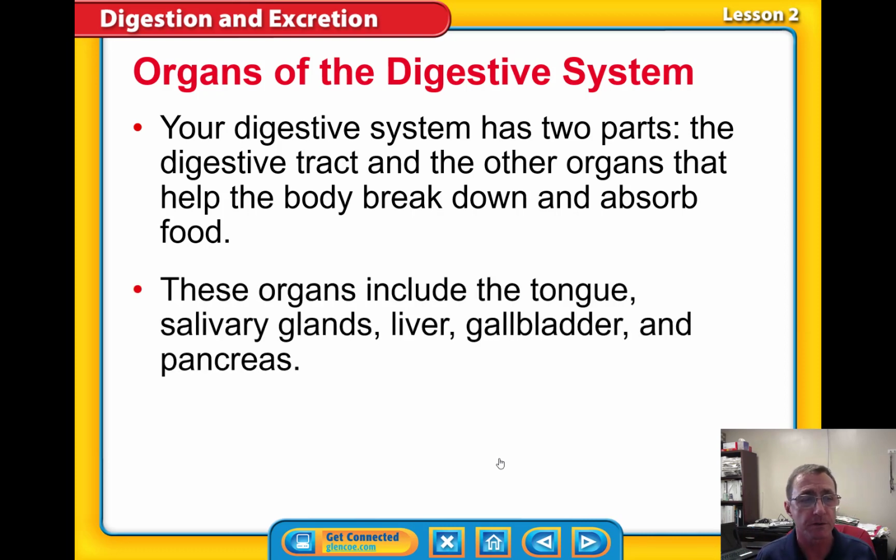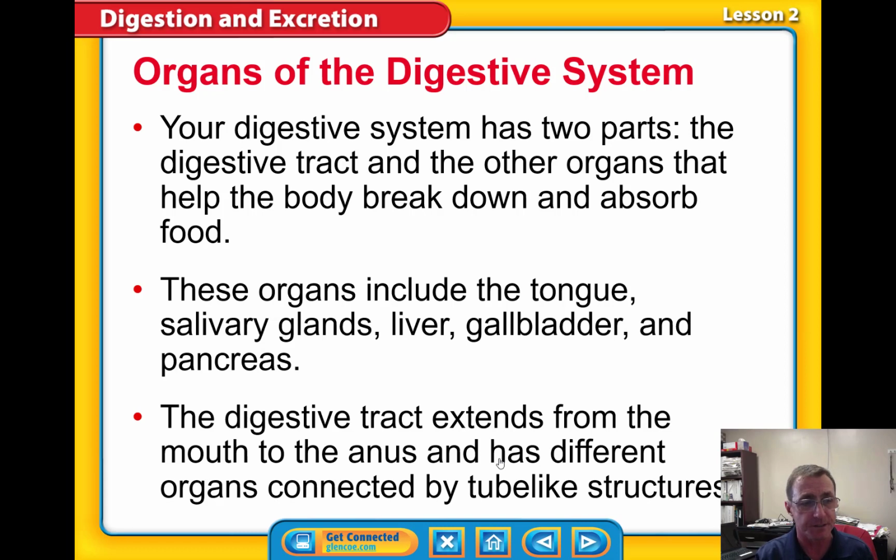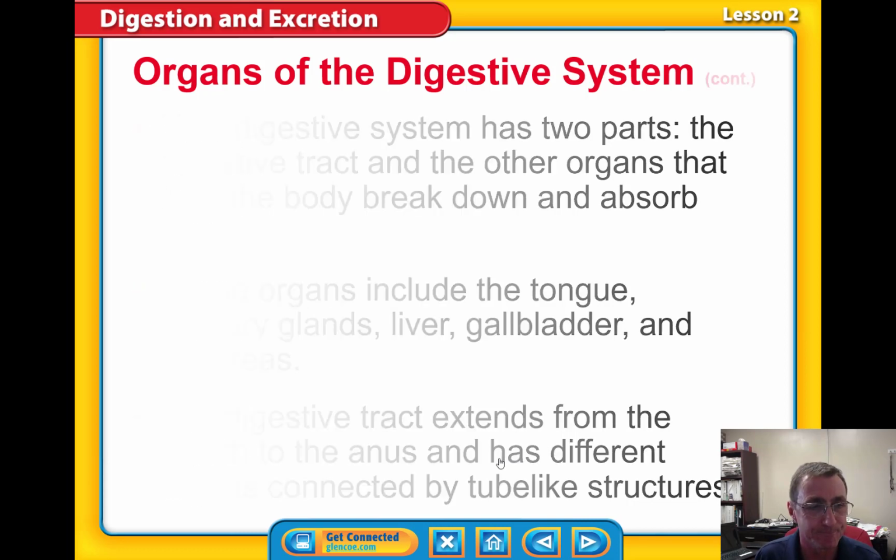These other organs, not the digestive tract, include the tongue, salivary glands in your mouth, right? That's where you make saliva. The liver, down lower, the gallbladder, kind of close to the liver, and the pancreas also just behind the liver. The digestive tract extends from the mouth to the anus and has different organs connected by tube-like structures. The whole thing, again, is like a giant tube that starts at the back of your throat, at your mouth, and then goes down through the various organs, which we're going to talk about.